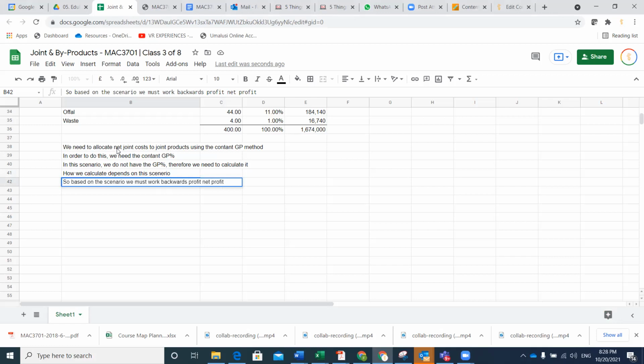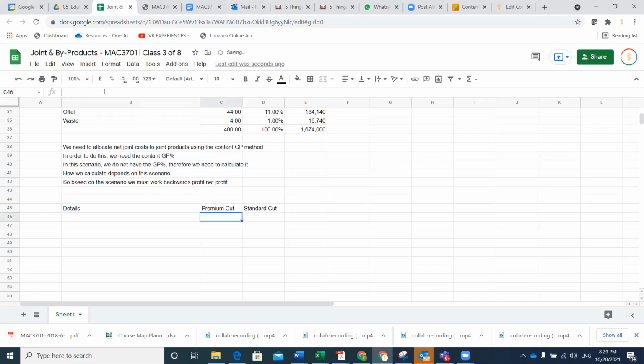So what do we need? Just take note: we need to make sure the net profit percentage is 10%. In this scenario, we need to make sure the net profit percentage is 10%, whether we have premium cuts or standard cuts.